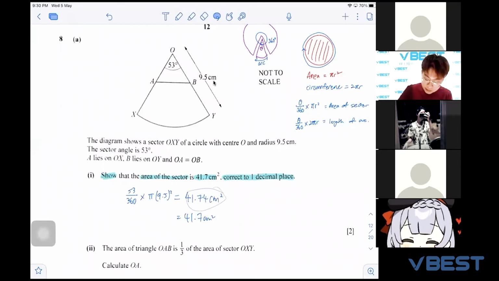Let's say you don't want to put it here, you want to put it directly like this. Do you get marks here? No, no marks. Why? Because they want you to show correct to one decimal place. They want you to show how you corrected it.